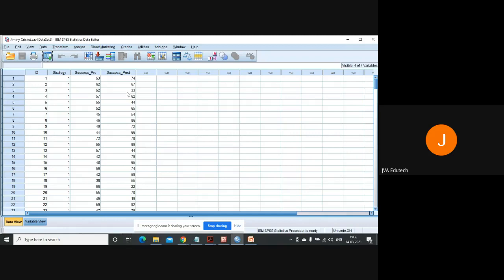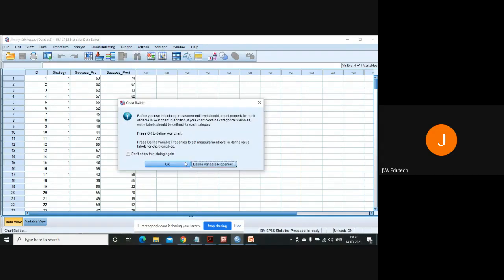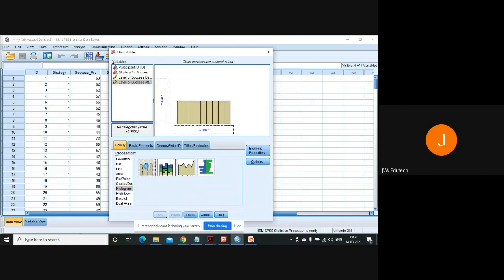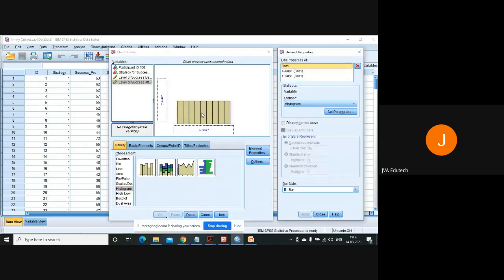Okay, so we will just make a histogram. Now go to Graphs, go to Chart Builder. Okay, and from here first select the success post. So yes, we will take this simple histogram first. So I'm taking this histogram. Now it's showing me the preview of how the chart will be made. So on the x-axis, I will take this success post. Simply you have to drag and drop.